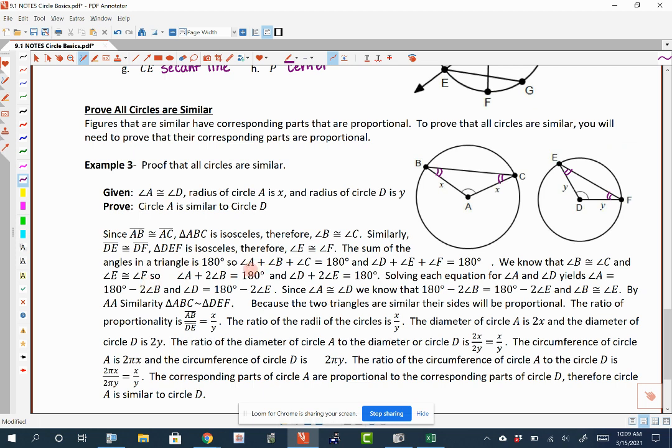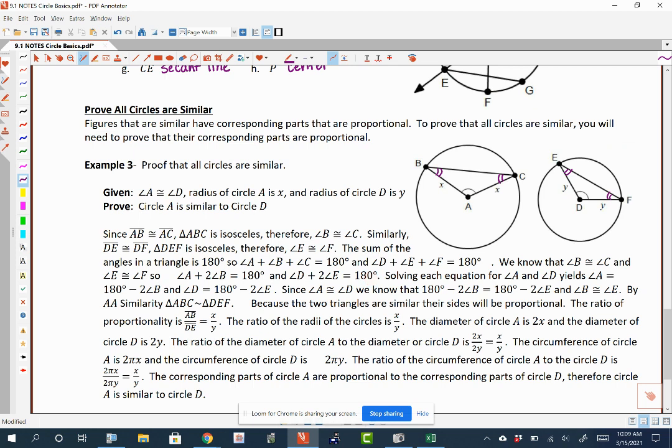So in my first equation, I had A plus B plus C. But B and C are the exact same, so I'm just going to give it one name. I'm going to say we have two angle B's. I could put two angle C's there because they're the same, but I put two angle B. And similar can be done in our smaller triangle. E and F are the same, so I'm just going to say we have two of angle E, and together still they add to 180.